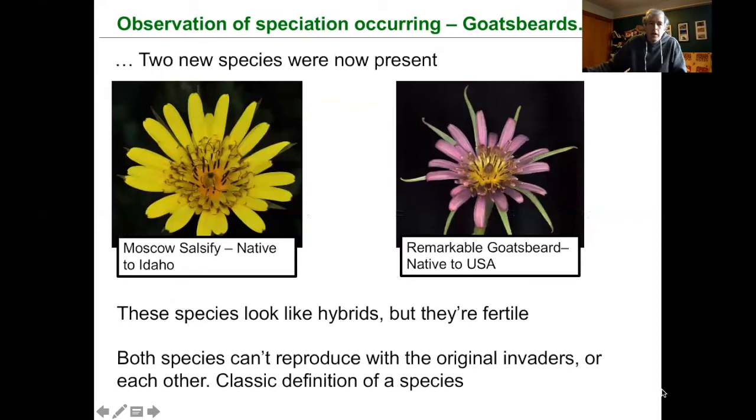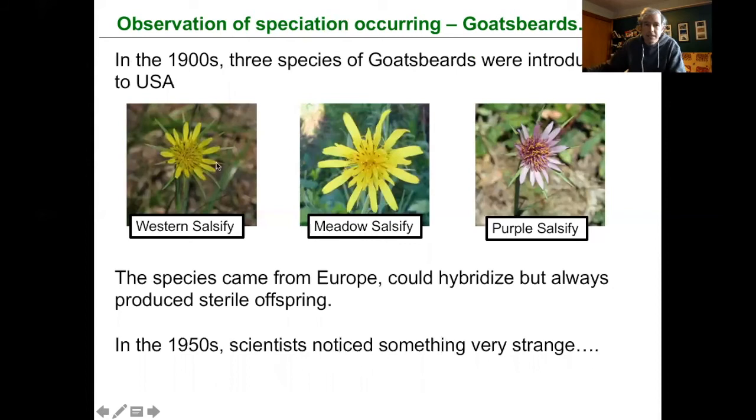So, in the US, we now had 2 new species of goat's beards. We had something called the Moscow salsify, which is native to Idaho. It was first identified in Moscow, Idaho. And we had this particular one, the remarkable goat's beard. This was remarkable because it's got the yellow interior, the strange purple flowers, and these extended leaf petals. And this is native now to the entire USA. No one, it spread so much, no one really identified where it came from. Now, what's interesting about these species, the Moscow salsify and the remarkable goat's beard, is they actually look like hybrids. They look a little bit like intermediates between the originals.